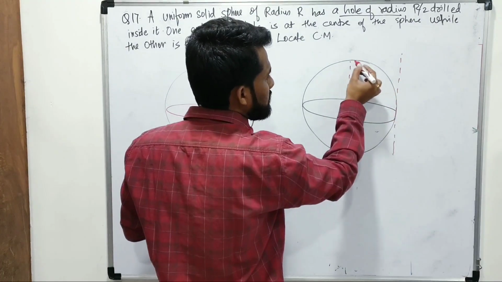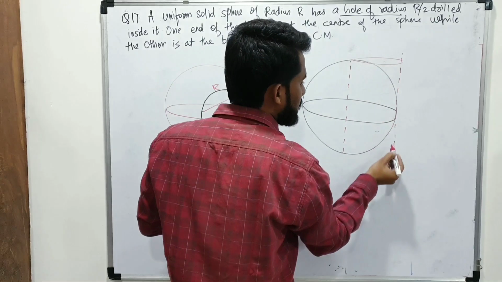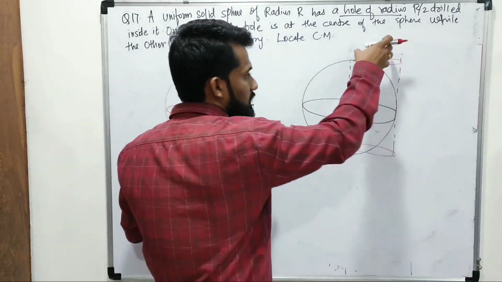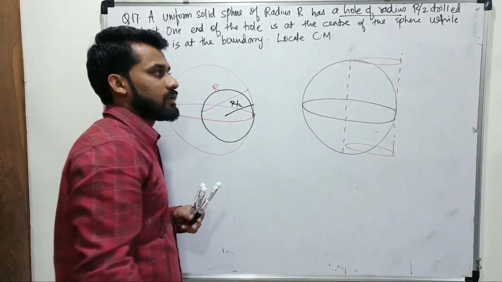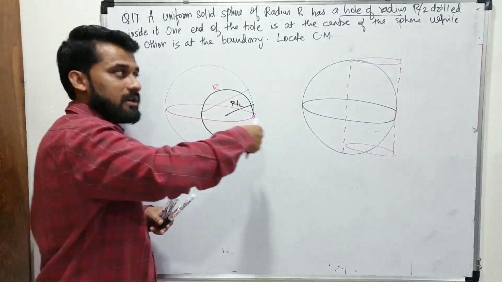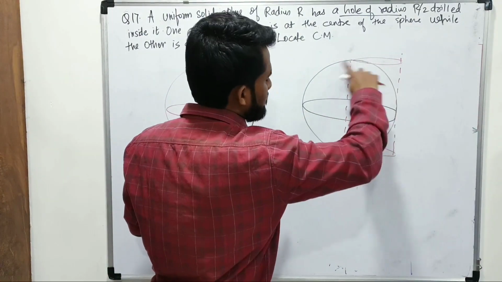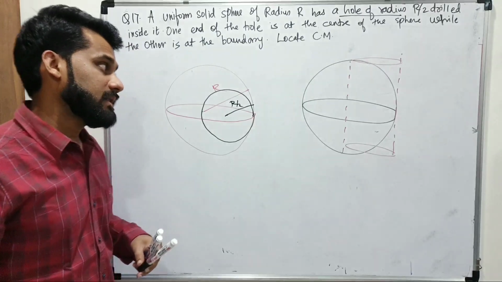Okay, so this part will go. This is that hole. So this section will go. From the top view, it will appear in this way. But from the side view, it will appear, and it is very difficult to calculate the center of mass then.